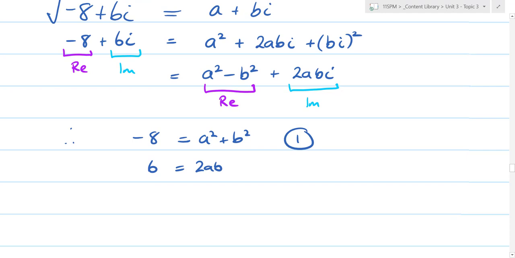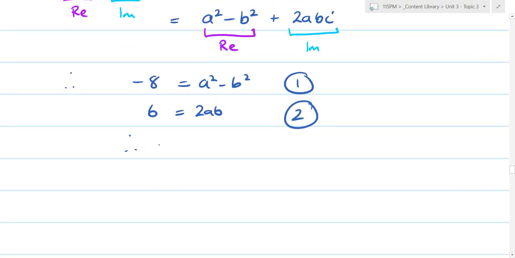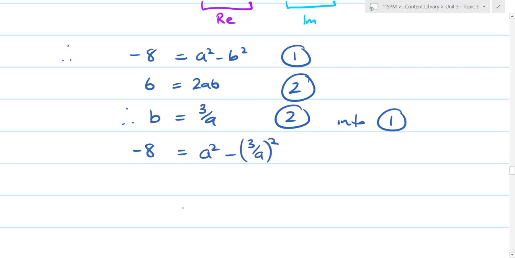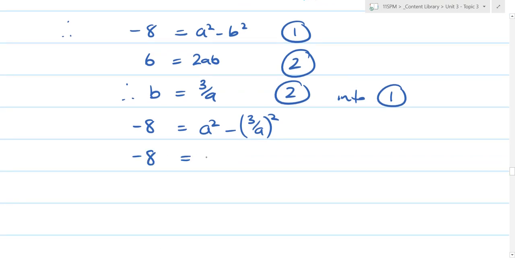It is a squared minus b squared, right, yep. So I've got that. And I can say therefore that b is equal to 6 over 2a, which is 3 over a. I can put that into number 1, which gives me negative 8 is equal to a squared minus 9 over a squared. That's 9 over a squared, really, isn't it?